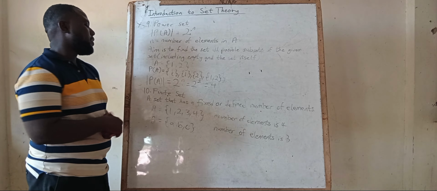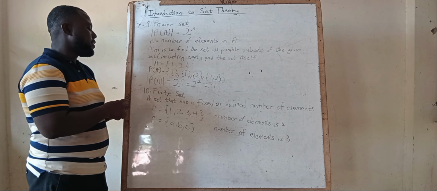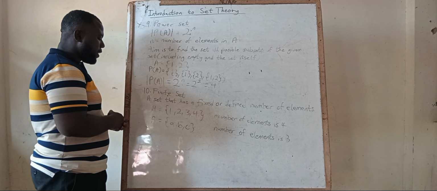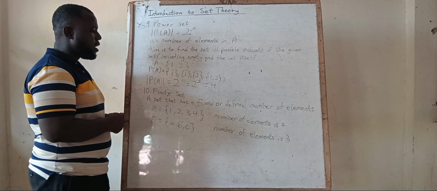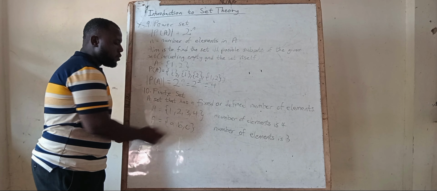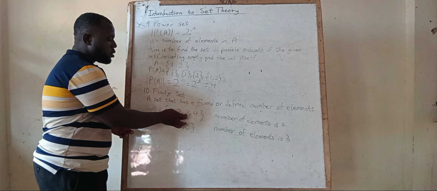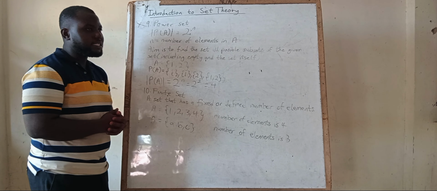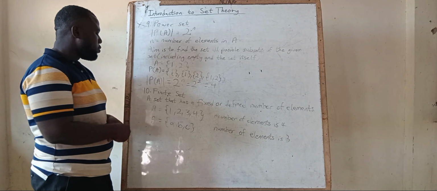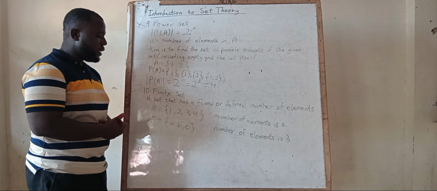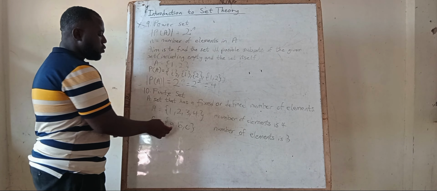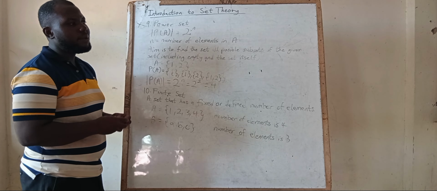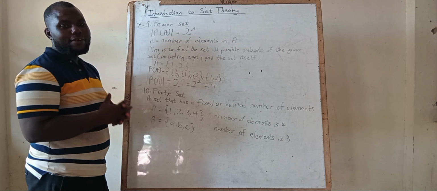So finite set. A finite set is a set that has a fixed or defined number of elements. Let's take the set A. A has 4 elements: 1, 2, 3, 4. Since we can determine the number of elements A has, it means A is finite. Let's take B. B has 3 elements, A, B, C. So the number of elements is 3. Since we can determine the number of elements of B, it's a finite set.